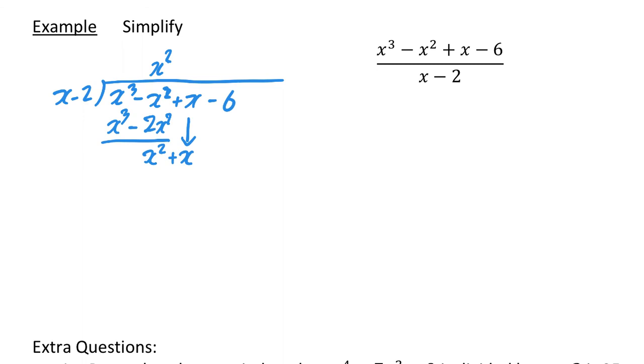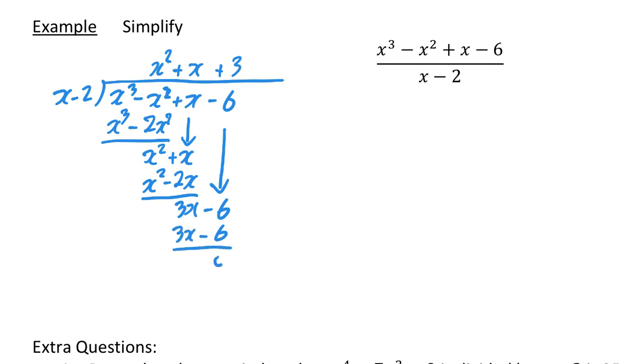x then goes into x squared, x times. Then multiply your x minus 2 by x to give you x squared minus 2x. Again, you subtract, which would give you 3x. Bring down your minus 6. x then goes into the 3x plus 3 times, and then plus 3 times the x minus 2 gives you 3x minus 6. And we have 0.